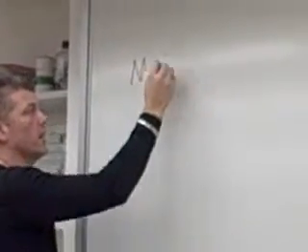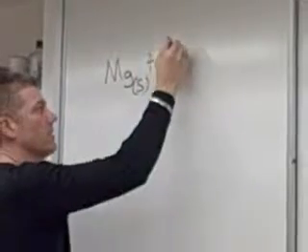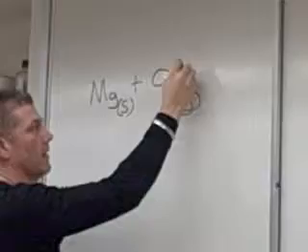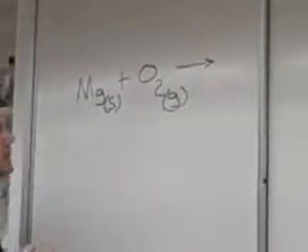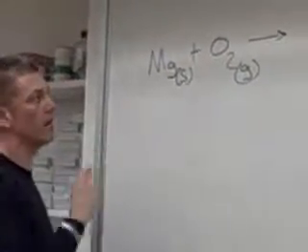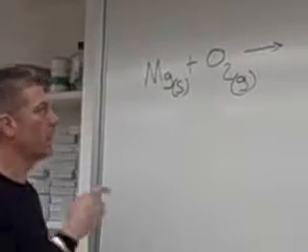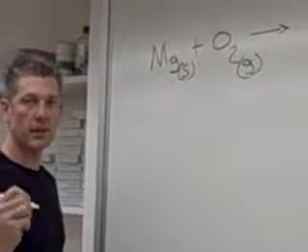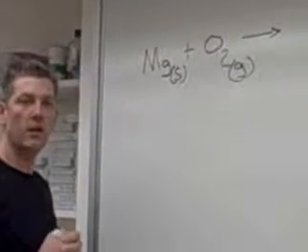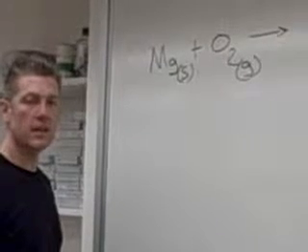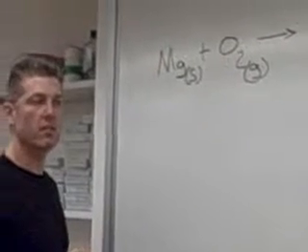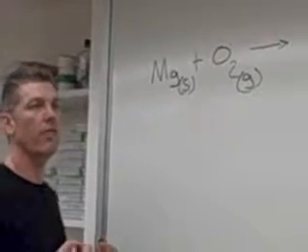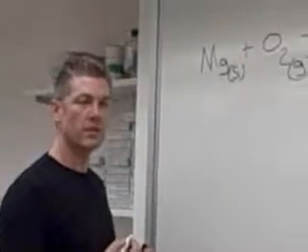Magnesium is solid. We're going to react it with oxygen, which is a gas. And what I want you to do is predict what the compound will be that is formed from the reaction of these two elements. Okay? We are then going to take a look at that chemical reaction, and I want you to describe what you see as well as give some examples of what the chemical reaction is doing.